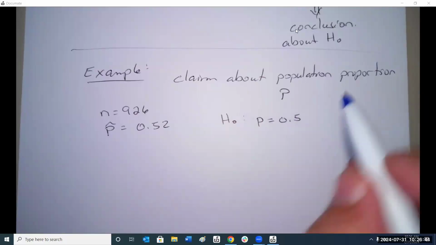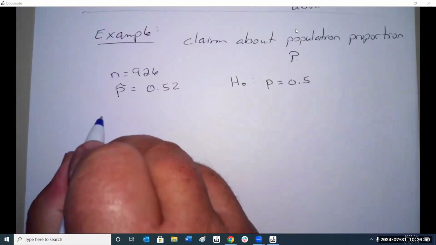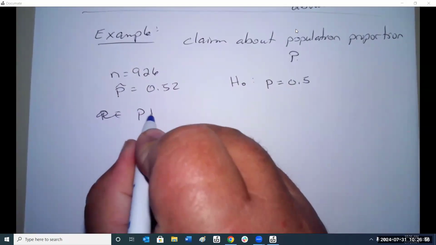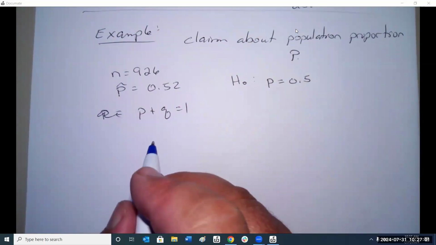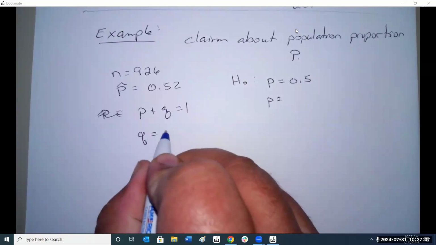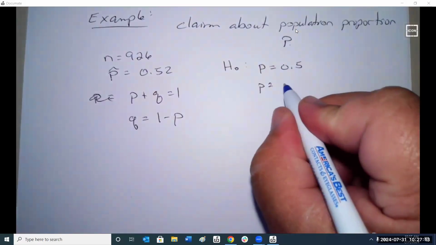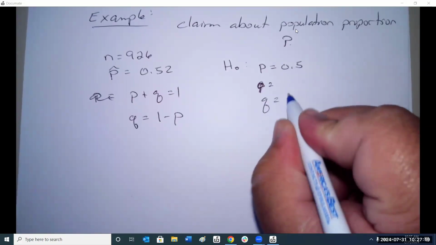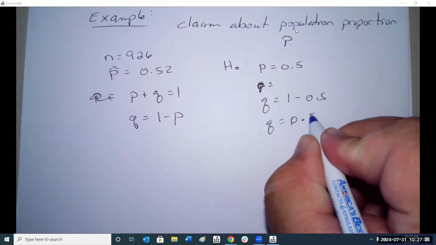So once we find the P, how do we find the Q? P plus Q has to equal 1. Success plus failure equals 100%. Since we have P, to find Q, I just subtract 1 minus P. So if P is 0.5, then Q is 1 minus 0.5. Q is also 0.5.